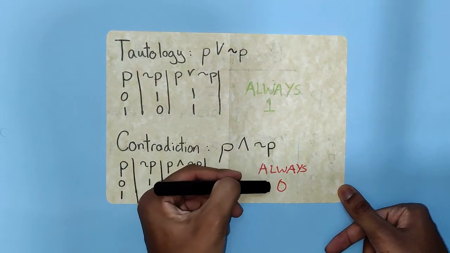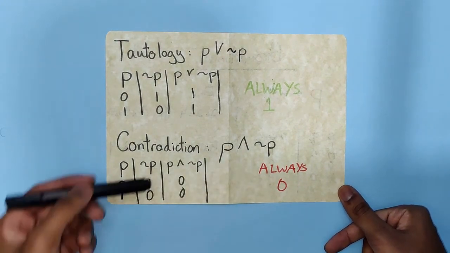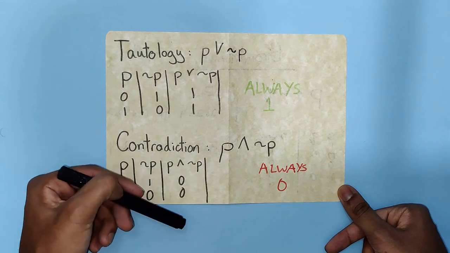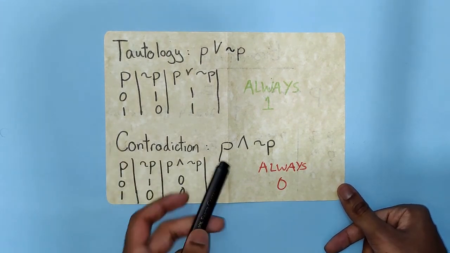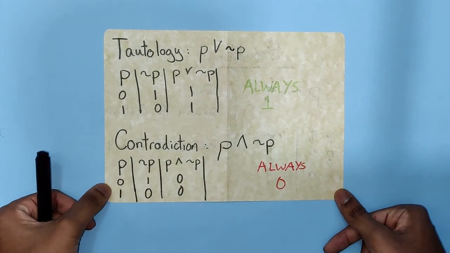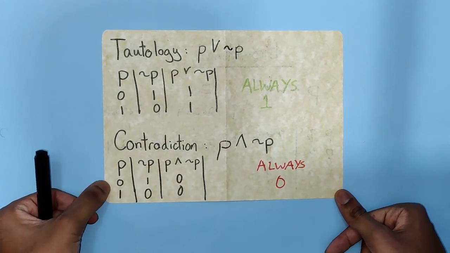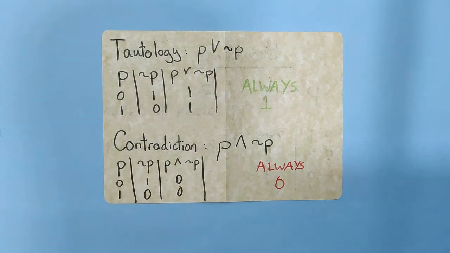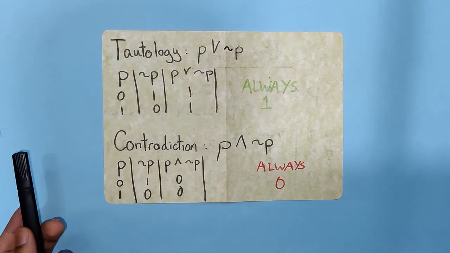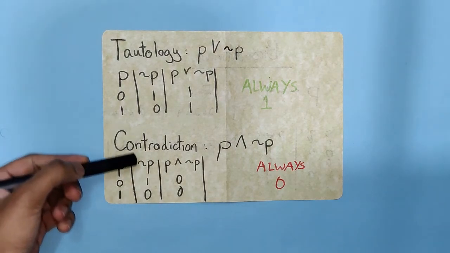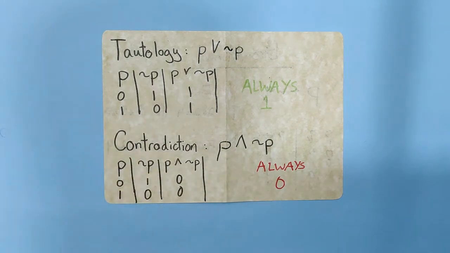A contradiction now is sort of like the opposite. It's always zero. It's always incorrect, as the final column in the truth table will be full of zeros. An example of that is P and not P. So for example, if I say I eat ice cream and I do not eat ice cream, that's obviously a contradiction. That statement has to be false because I cannot be doing one thing and say I'm not doing that thing. It would make no sense, so the truth value of a contradiction is always zero.